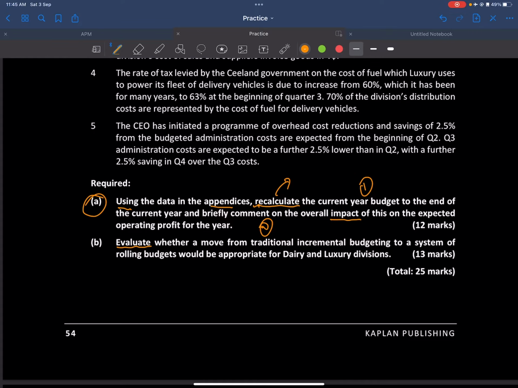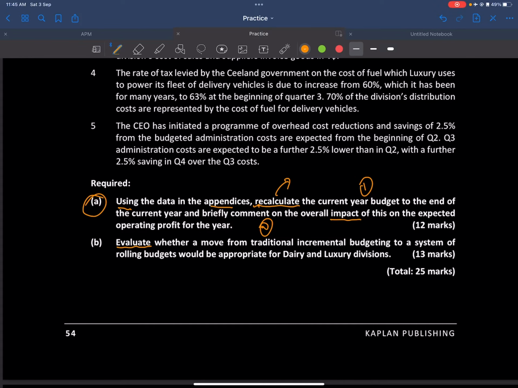The verb over here is evaluate: a move from traditional incremental budgeting to a system of rolling budget. Would it be appropriate for dairy and luxury division? So what you can do is create subheadings inside it. Traditional incremental budgeting, right? Within that we can talk about dairy in one paragraph, and the luxury division, and we can talk about advantages and disadvantages of incremental budgeting. Then we can apply it in the scenario.